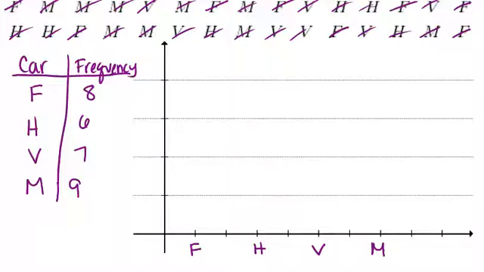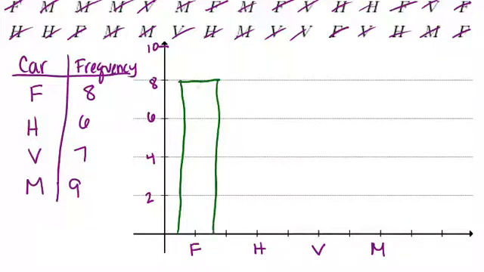Then we need to scale our y-axis. It'd be nice to have a range from 0 up to 10. So I'm going to go by 2s, 2, 4, 6, 8, and up at the top, 10. And then I can make my bars. So for Ford, I'm going to go up to 8. And again, don't forget, the bars can't touch and they should all be exactly the same width. Do your best.